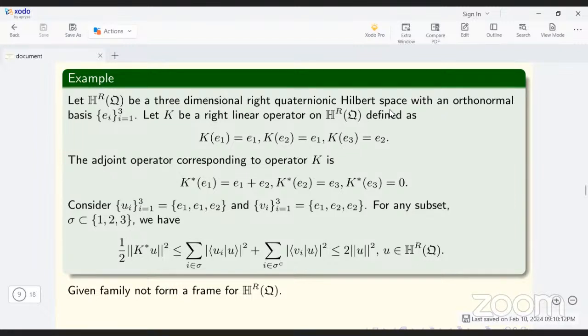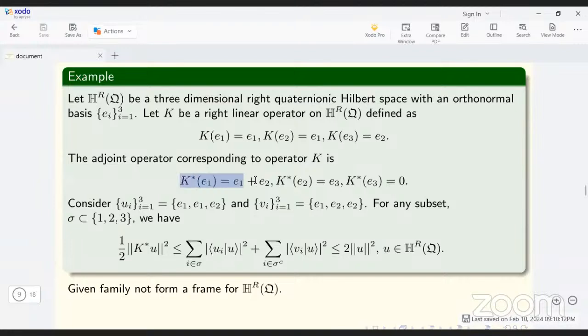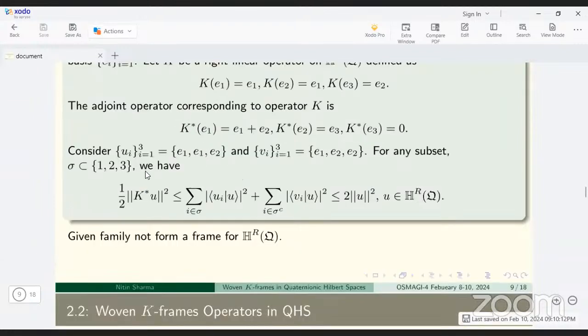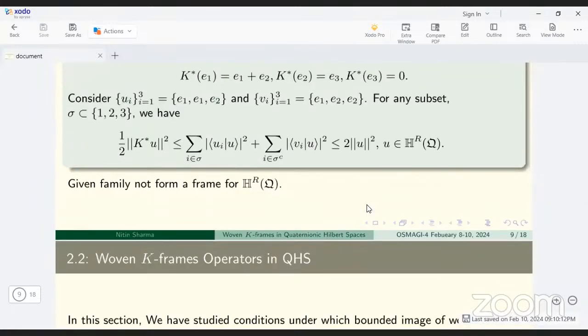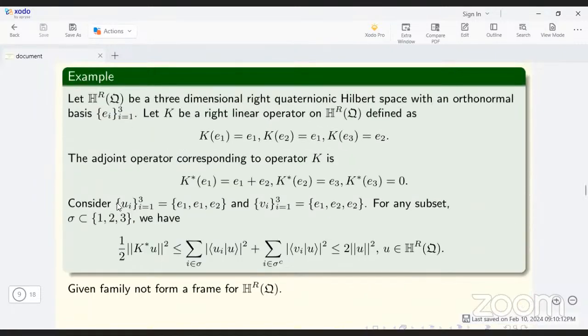Let H_R be the three-dimensional right quaternionic Hilbert space with orthonormal basis E1, E2 and E3. And we have defined the operator K on H_R as K(E1) = E1, K(E2) = E1 and K(E3) = E2. Then the adjoint operator corresponding to K is this. Then the family U_i = {E1, E2, E1} and V_i = {E1, E2, E2}, this family will form a K-frame, but the other family does not form a K-frame. The families given by U_i and V_i do not form a frame, but they form woven K-frames.